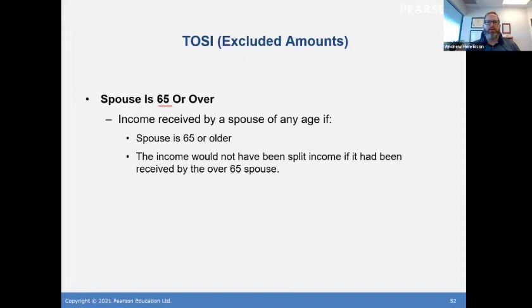Now, age continues. If your spouse is 65 or over, income received by a spouse of any age, if the other spouse is 65 or older. In other words, the income would not have been split income if it had been received by the over 65 spouse. So, you know, they're putting in the 65 or over.